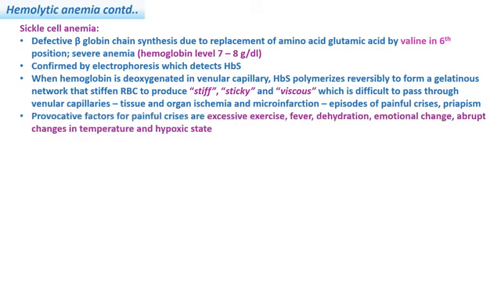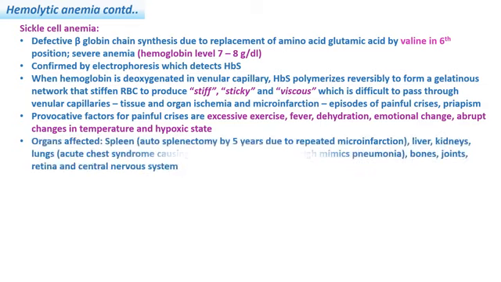Provoking factors for the painful crisis are excessive exercise, fever, dehydration, emotional change, abrupt changes in temperature, and hypoxic state. Organs affected: spleen. Autosplenectomy usually occurs by fifth year due to repeated microinfarction, liver, kidneys, lungs. In lungs, acute chest syndrome causing tachypnea, fever, cough mimics pneumonia. In bones, joints, retina, and also the central nervous system.